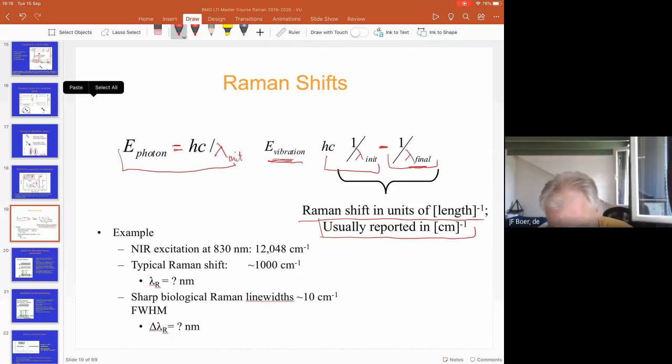And I just want to get you a little bit familiar with these energies. So if we take, for instance, the near infrared excitation at a wavelength of 830 nanometer, that corresponds to 12,048 inverse centimeters.